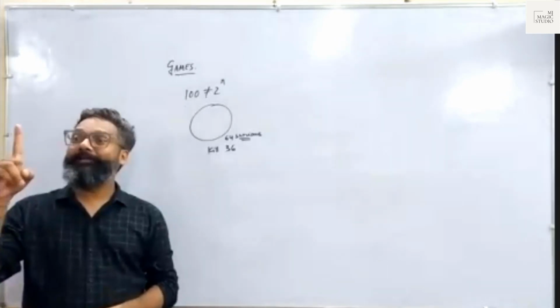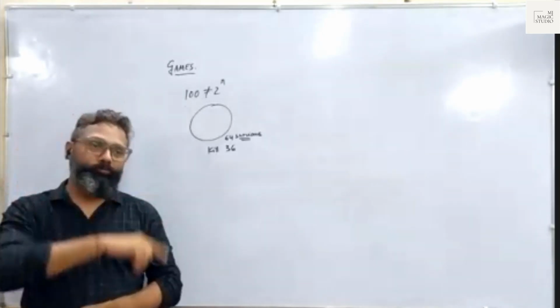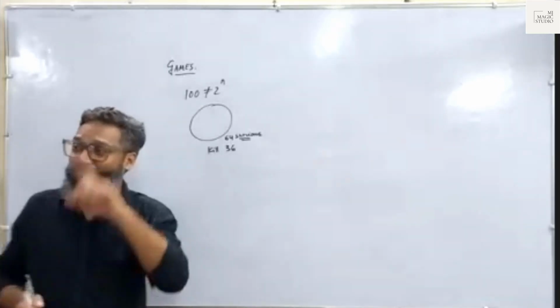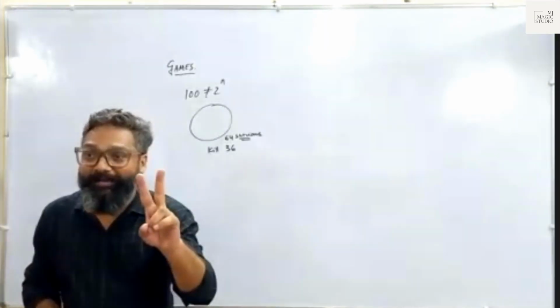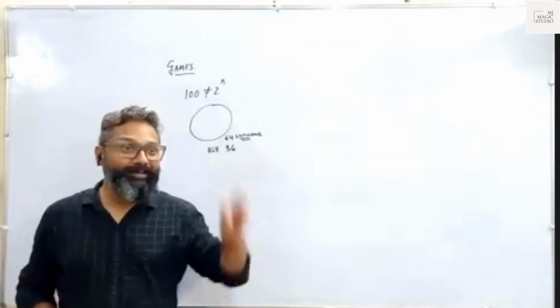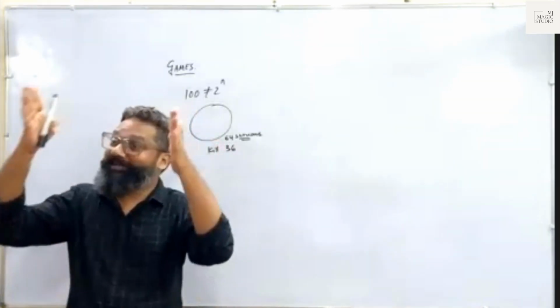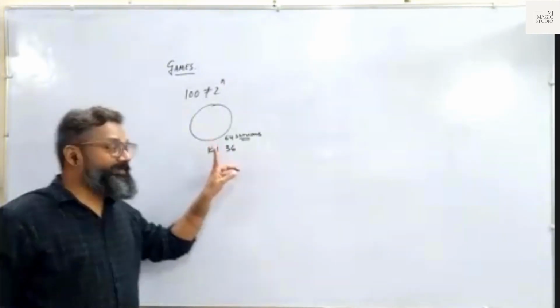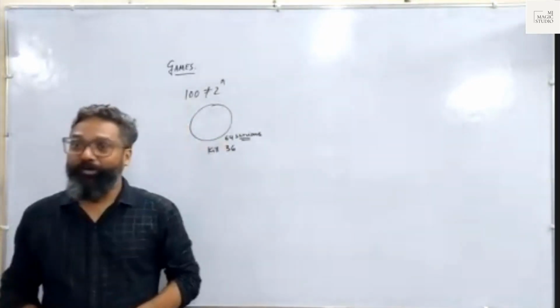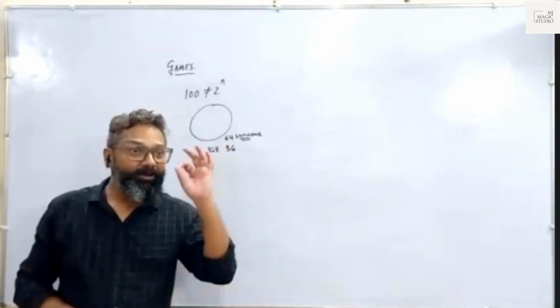Roll number 72. Who is the first one to get killed? Roll number 2. Who is the second one to get killed? Roll number 4. Who is the third one to get killed? Roll number 6. Clear? Who is the 36th person to get killed? Roll number 72.